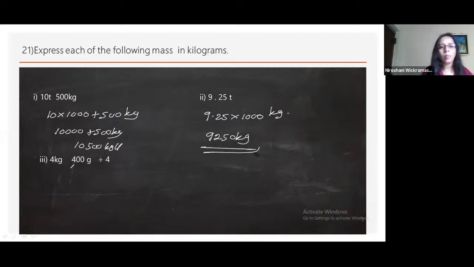We want to convert this. 4 kilograms 400 grams, you have to divide by 4. You can convert it to grams and then divide, and later convert it to kilograms. If not, you can straight away do 4 kilograms 400 grams divided by 4. For 4 kilograms, how many? 1 kilogram. 400 divided by 4 is 100 grams. Straight away you can write like this: 1 kilogram 100 grams.